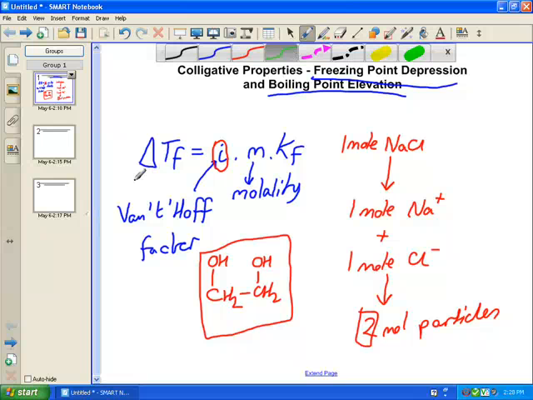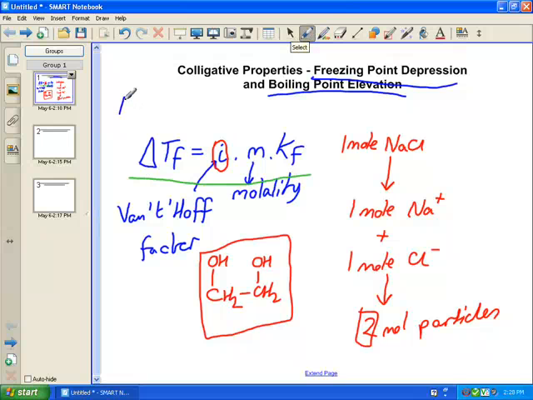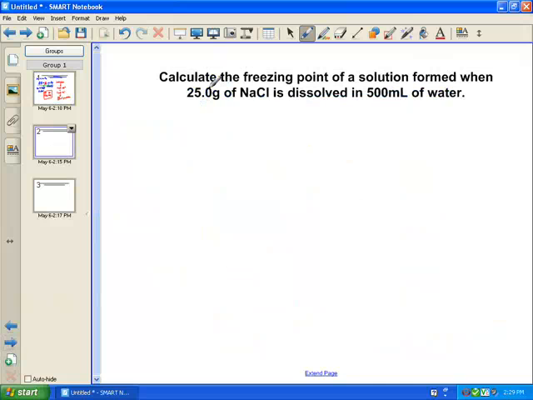This equation is particularly important, and remember I said it's exactly the same if you're talking about boiling point elevation. I could keep on talking about this for ages, but I think it might be better if we look at a particular question and apply this formula. This question says, calculate the freezing point of a solution formed when 25 grams of NaCl is dissolved in 500 ml of water. So we have several things we have to understand from here.